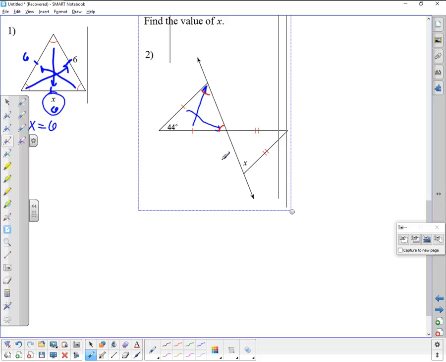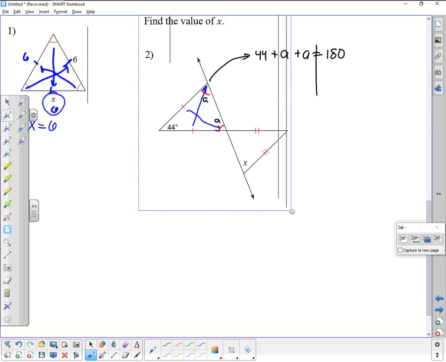Now, if I focus on only this triangle and use the angle sum theorem, if you add all the angles, you should get 180. One of the angles is 44. The other angle I don't know, so let's call it A, and let's call this A. So 44 plus A plus A is equal to 180.